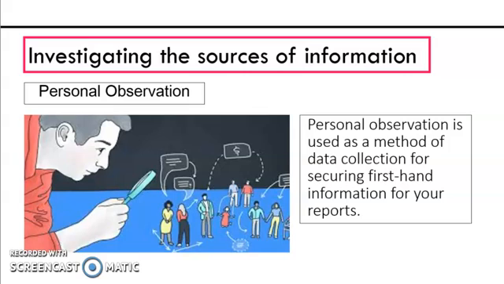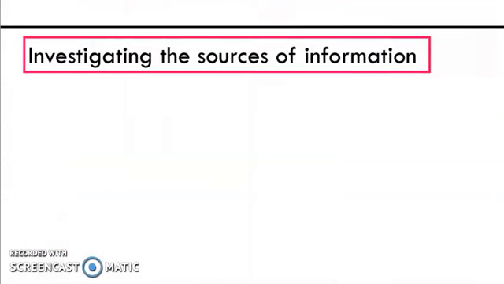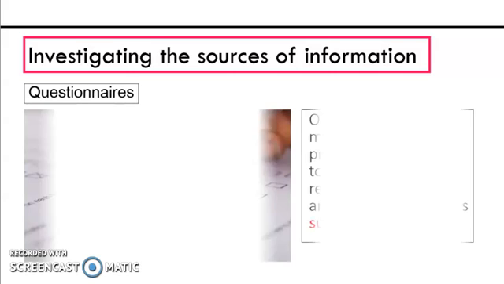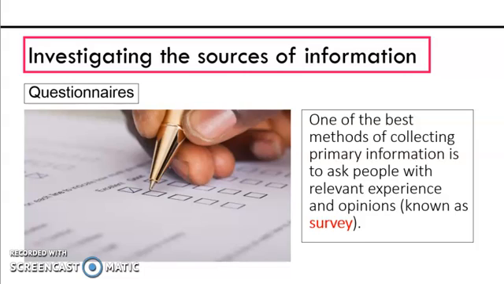While observing personally, you not only observe, but also form a mental impression of what you have perceived. In other words, your observation appeals to your senses. And lastly, we have questionnaires. One of the best methods of collecting primary information is to ask people with relevant experience, known as the survey. When prepared and conducted properly, surveys can tell you what a cross-section of people think about a given topic. A survey is reliable if it produces identical results when repeated. A survey is valid if it measures what is intended to be measured.